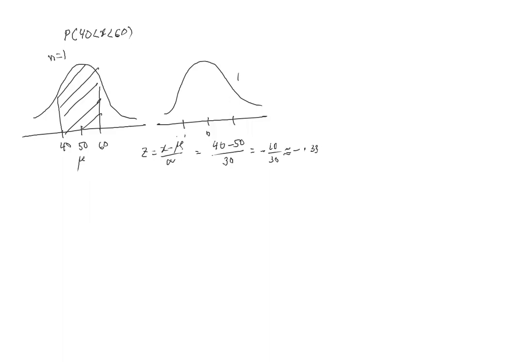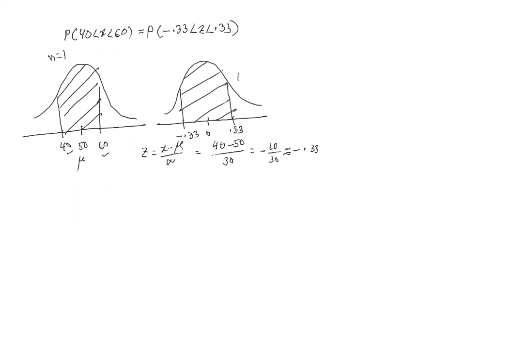So this is negative 0.33, and this is going to be, by symmetry, positive 0.33. And then this and this. So this is the area that I'm looking for. And so the probability of x being between 40 and 60 is the same as the probability of z being between negative 0.33 and 0.33.